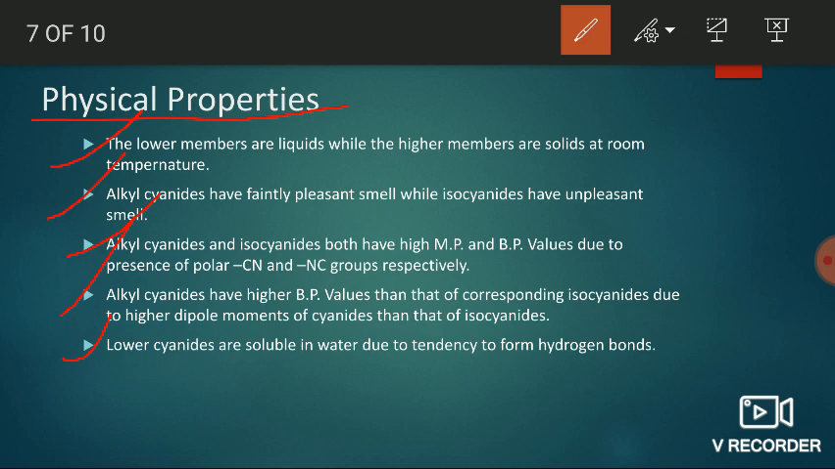Due to this partial polarity as well as the capability to form hydrogen bonds, they also dissolve in water, but only the molecules which have a smaller number of carbon atoms or lower molecular weight. Okay, fine. This is all about the physical properties of the compounds.